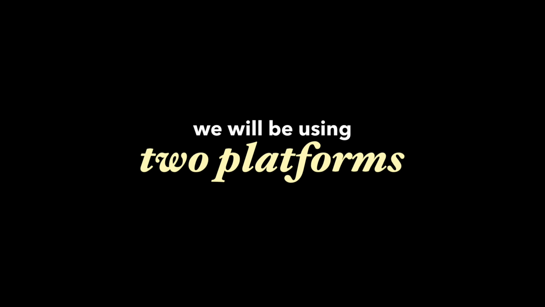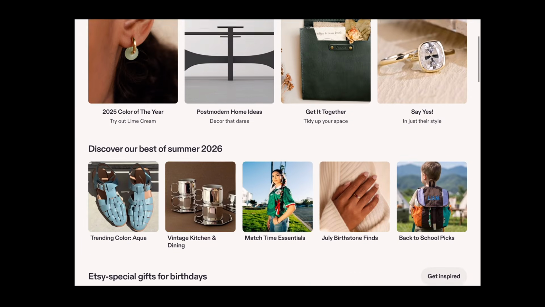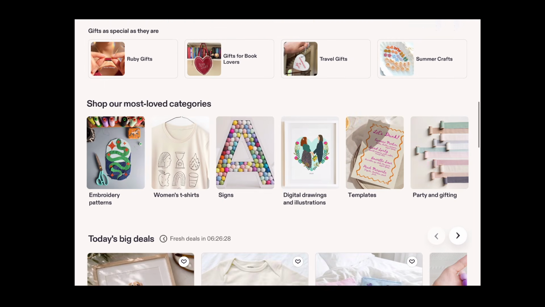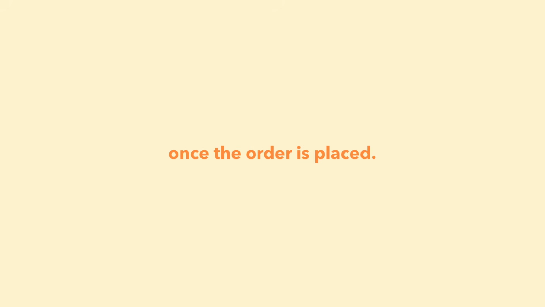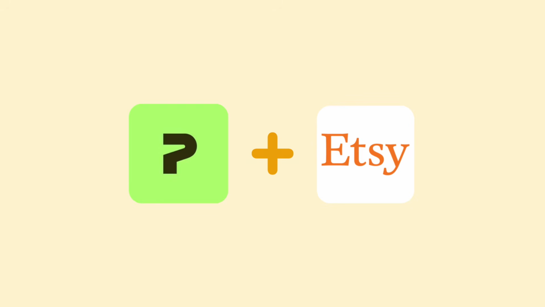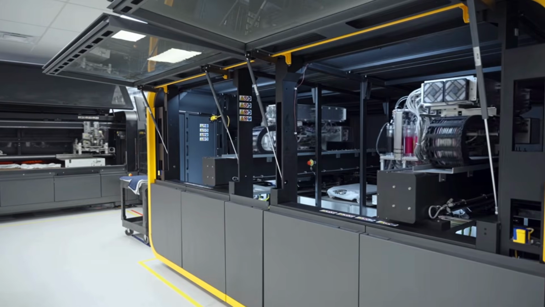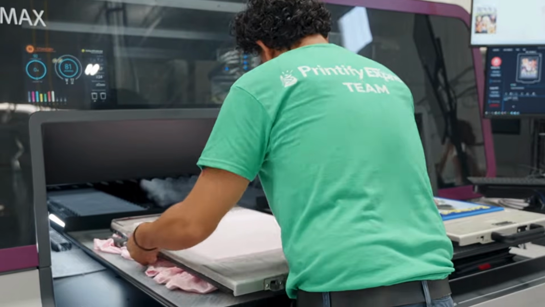For this tutorial, we will be using two platforms. The first is Etsy, which is where customers will browse your product and place their orders. The second is Printify, which handles the printing and shipping after an order is placed. Once these two platforms are connected, they work together to automate most of the fulfillment process.